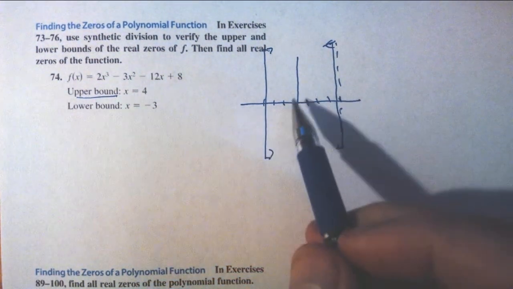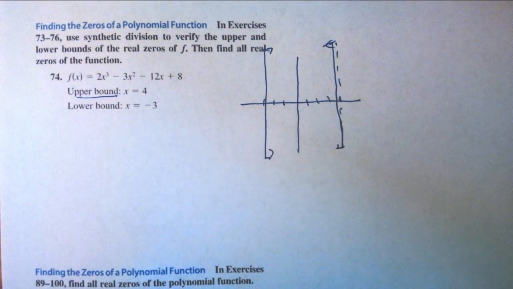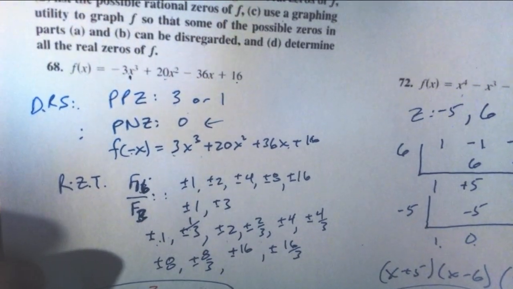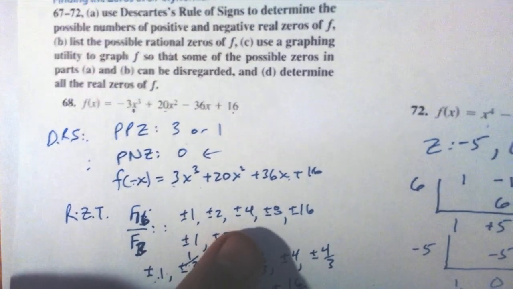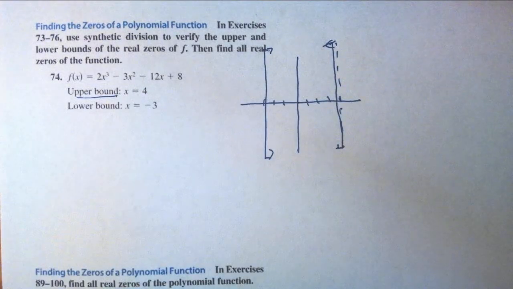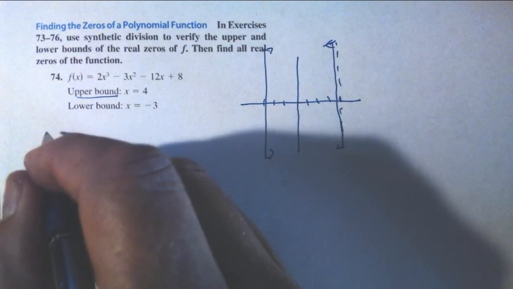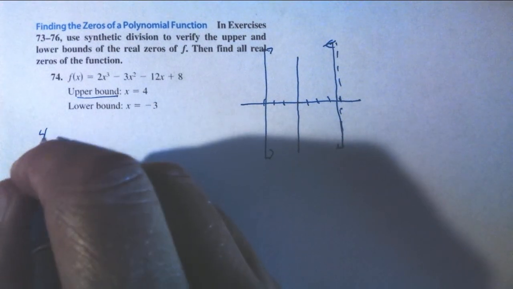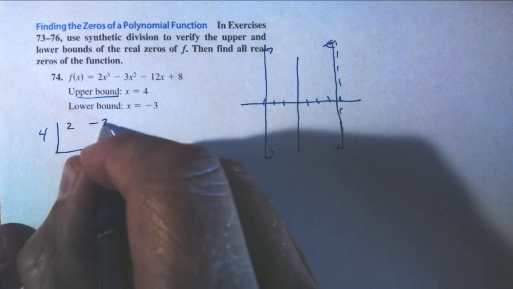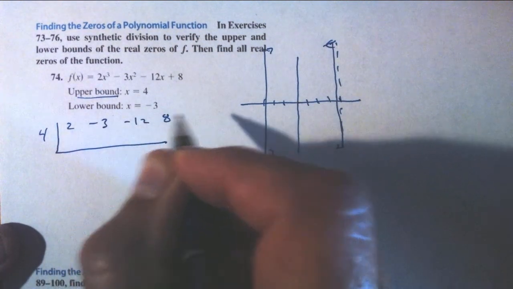So there's no need to look everywhere else, which, if you think back to this problem, might have been useful for us. Like if I tried 4 and found out that 4 was an upper bound, I don't have to try 8 or 16. So how do we do that? We synthetically divide. I'm going to take 4, my upper bound, into 2, negative 3, negative 12, 8.